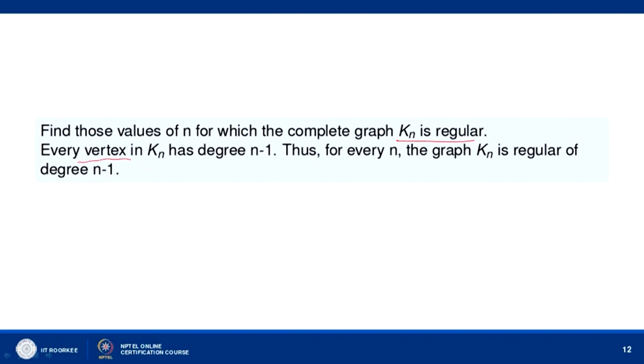Now, every vertex in K_n has degree n minus 1, because every vertex is joined to every other vertex. So, if there are n vertices, every vertex will have degree n minus 1. Therefore, for every n, the graph K_n is regular of degree n minus 1, because each vertex has degree n minus 1.